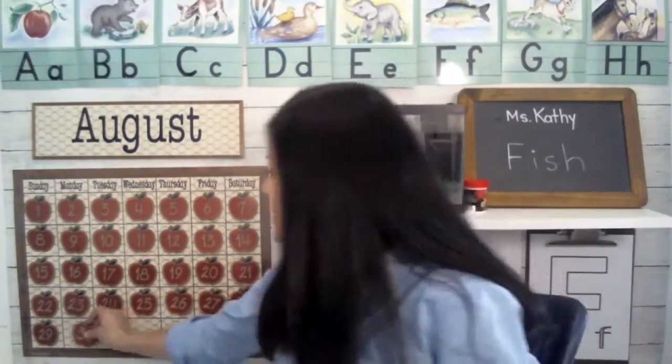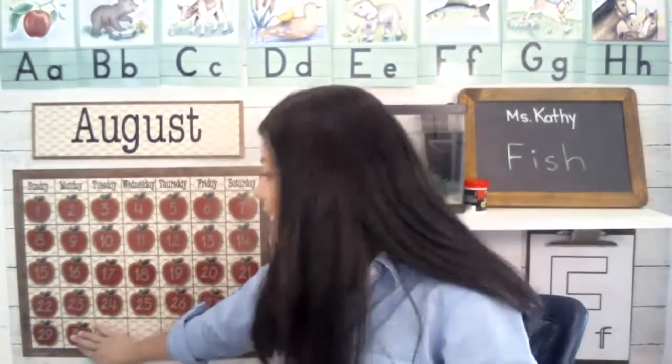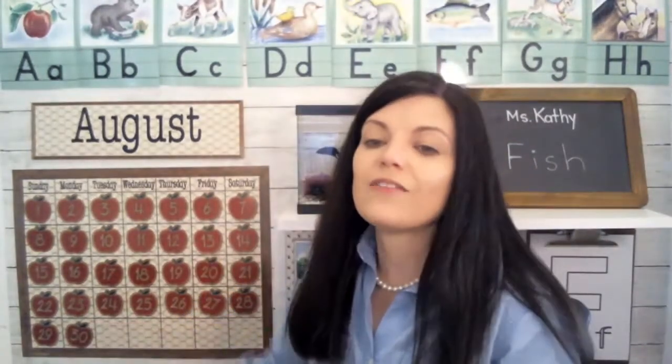1, 2, 3, 4, 5, 6, 7, 8, 9, 10, 11, 12, 13, 14, 15, 16, 17, 18, 19, 20, 21, 22, 23, 24, 25, 26, 27, 28, 29, 30. So today is August 30th. Can you say that? August 30th. Very good. In fact, there's only one more day of August, and then all these numbers will come down and we'll start a brand new month.